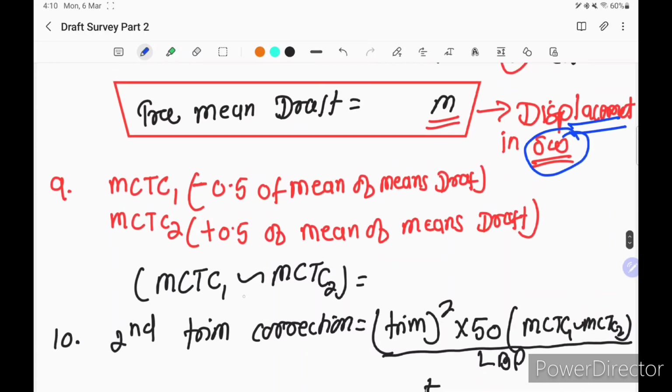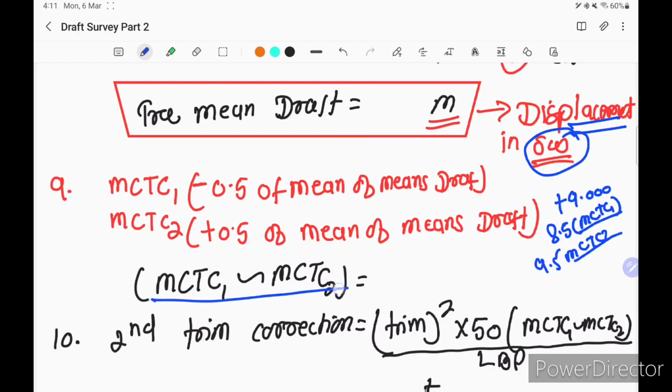So how will you calculate MCTC1? Whatever your mean of mean draft is, for example 9.000 is your mean of mean draft. So MCTC1 is 9 minus 0.5, which is equal to 8.5. MCTC2 is 9 plus 0.5, which is 9.5. Now the MCTC1 and MCTC2 values you will get in the ship's particulars. Write down the values. The difference between them is MCTC1 minus MCTC2.